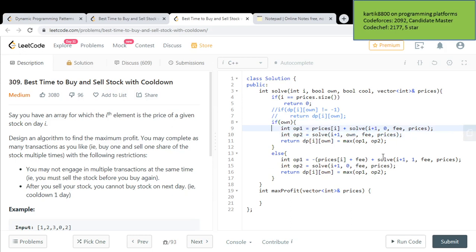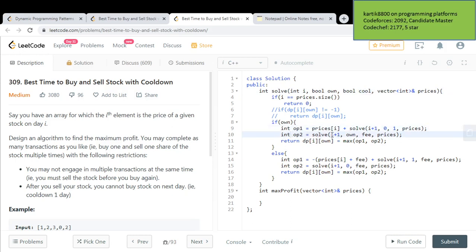If you sell the stock here, you earn this much money. Plus, you need to find out what is the maximum money that you can make from day i plus 1 till day n, given that you do not own a stock and you are under a cooldown, right? Why is that so? You are under a cooldown because you just sold your stock, right? As soon as you sell a stock, there is a cooldown applied on you. So that is why I'm sending a 1 here, meaning that you are under a cooldown.